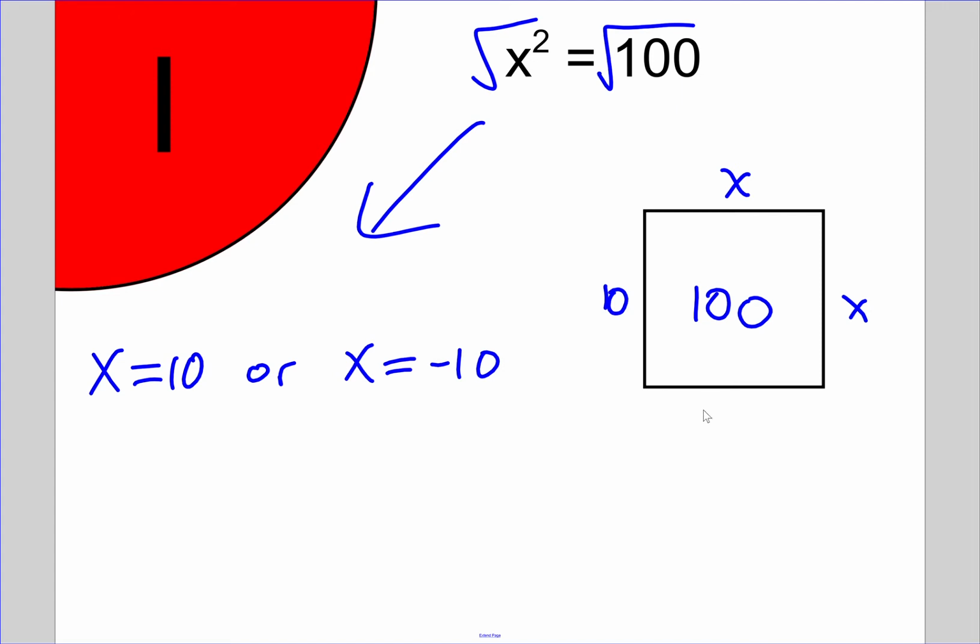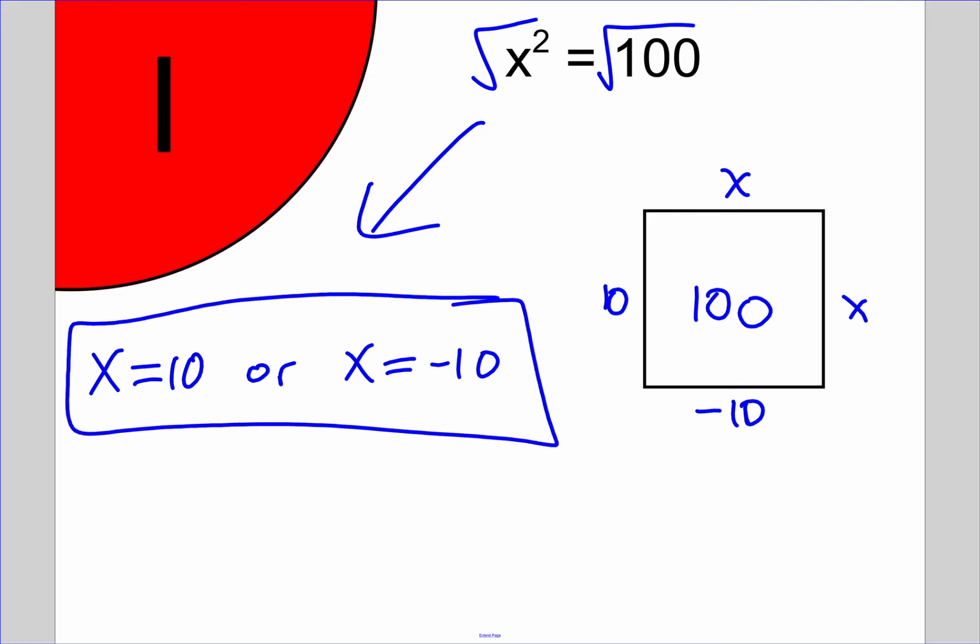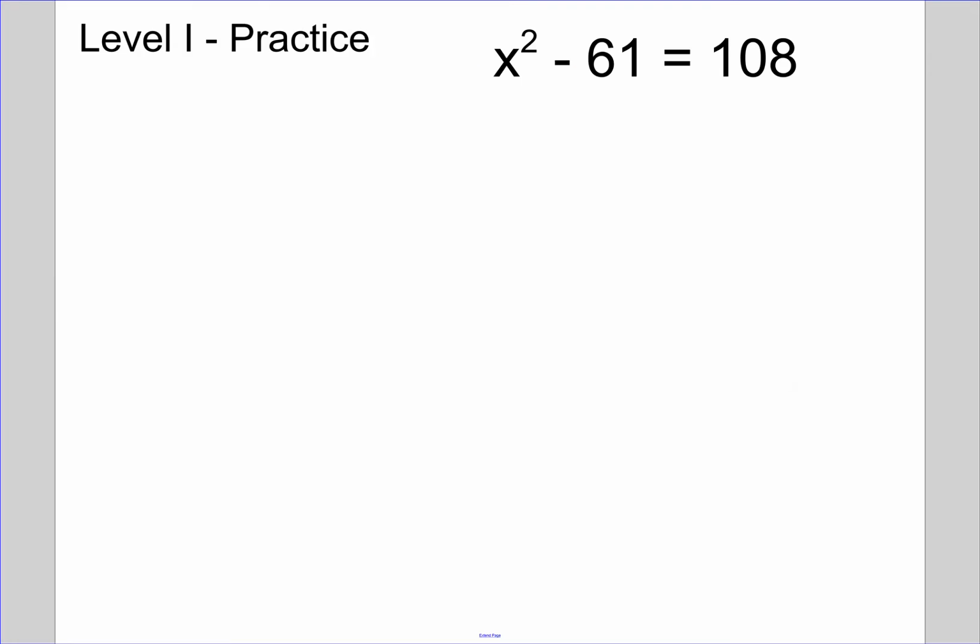If we expand our thinking about side lengths, we can include negative side lengths, right? And so we have negative 10. So we've got two options, x equals negative 10 or x equals positive 10. Either way, we come up with both solutions, again taking advantage of the symmetry of that square. For the next problem, go ahead and take a second, pause, and try this on your own.